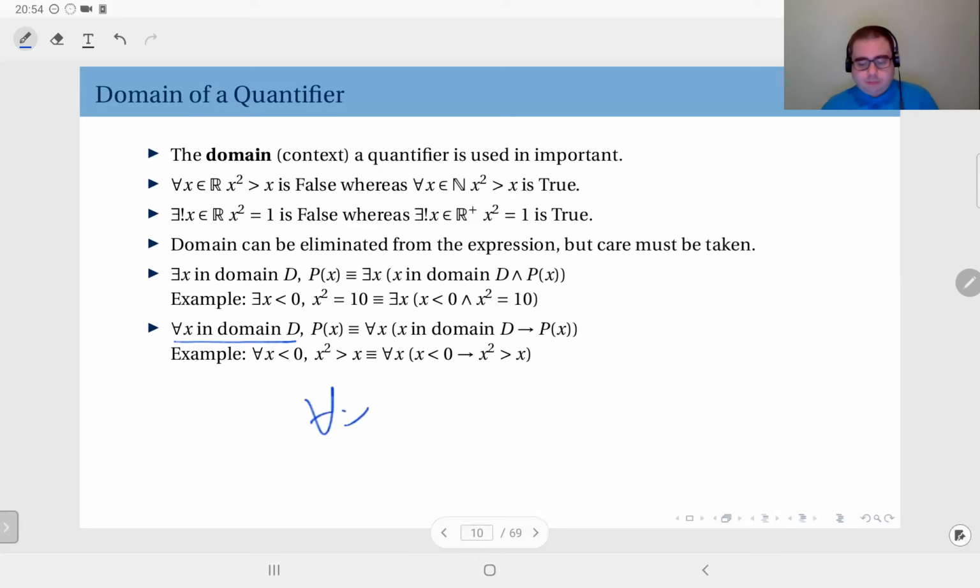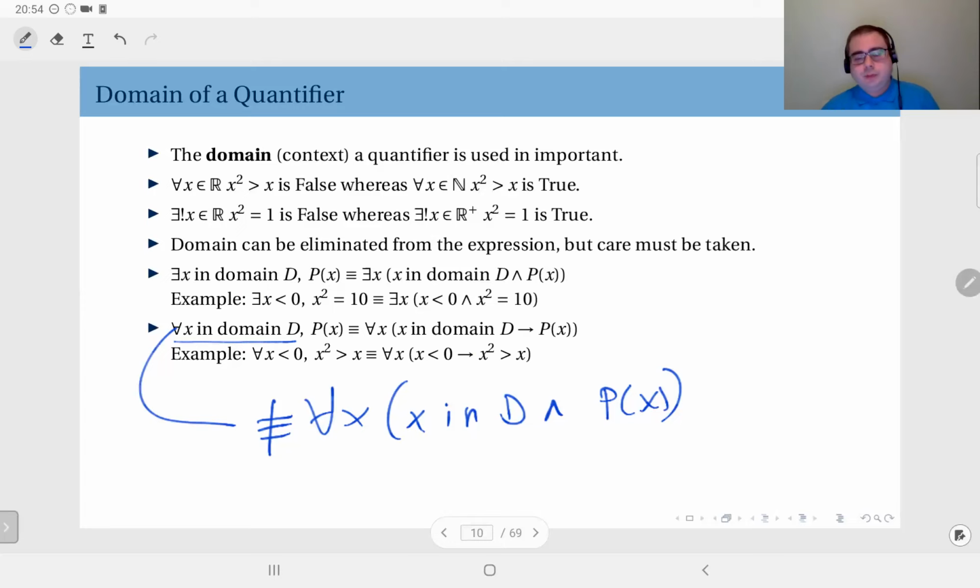Now it's not for all x. x is in D and P of x. This is not equivalent to this statement, okay? And you should think about this for a minute if this is not clear to you.